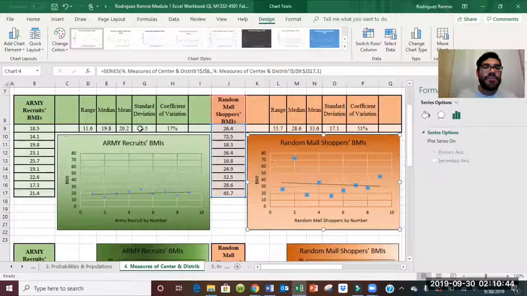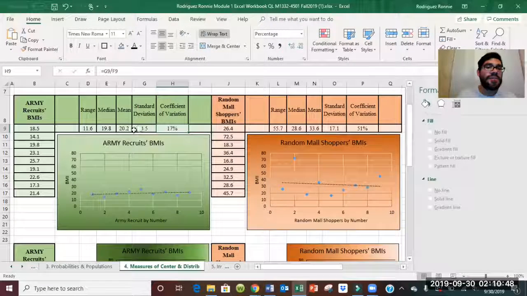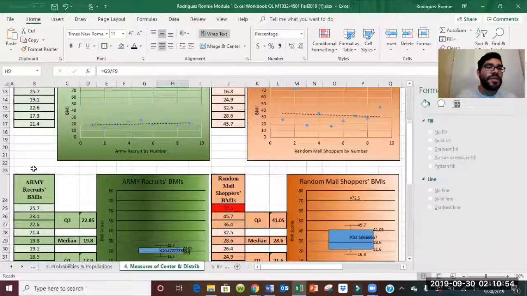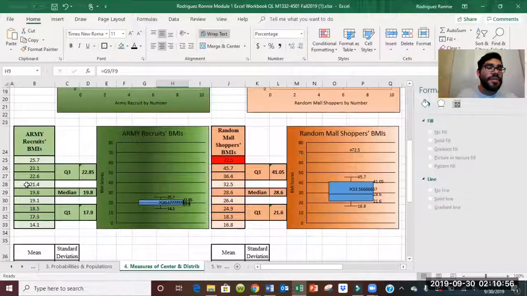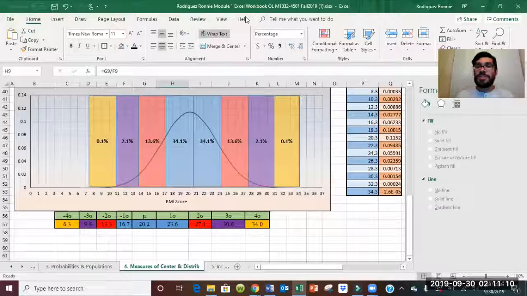And you find the standard deviation and the coefficient of variation. The coefficient of variation is just going to be the standard deviation divided by the mean. So we took that information and put it here in descending order, and we found our median. And we were able to put together our charts here and find the BMIs on this scatter plot using the information that we've gathered.